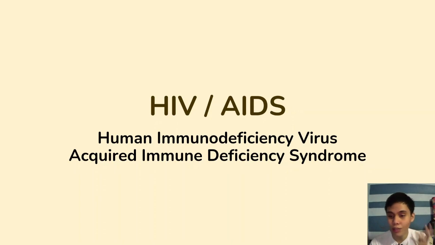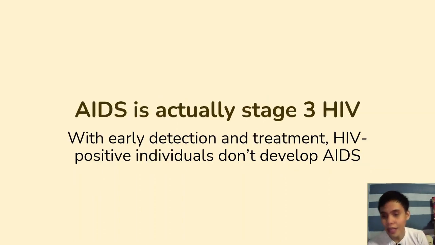So HIV stands for human immunodeficiency virus. It's basically a virus that tells your immune system to attack itself. That's why it's very dangerous. And AIDS is acquired immune deficiency syndrome. This is the state where your entire immune system is compromised by the HIV virus. So AIDS is stage 3 HIV.